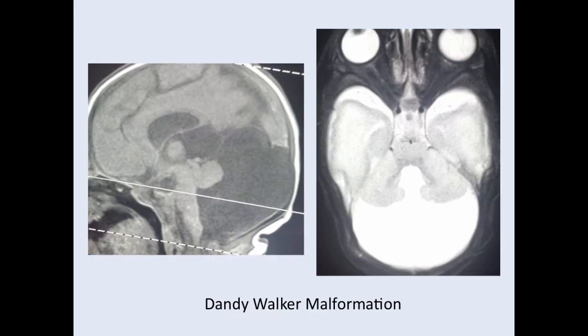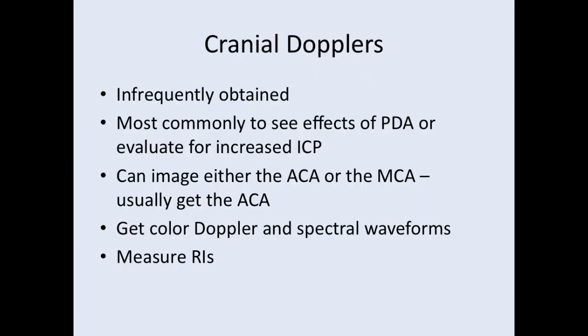And so again, this was a Dandy-Walker malformation. The patient got an MRI that confirmed it. It's nice that we can make these diagnoses off cranial ultrasound, but ultimately, all of these patients will need MRIs to really get the best look at these abnormalities and really assess them fully.